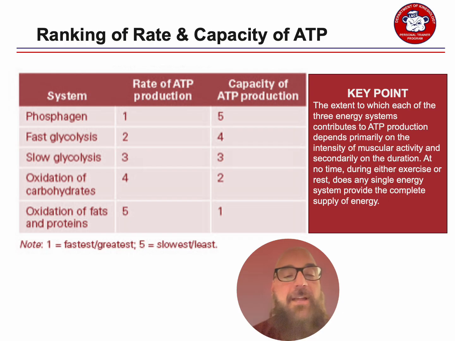at fast intensity, not super fast, medium to fast. The rate is 3, and the capacity of ATP produced is 3. Now we move to the oxidation of carbohydrates first, and then we get oxidation of fats and protein. The rate is 4, with the capacity being 2. And then 5 for the last one in the oxidative system, with the capacity of ATP production being 1. Note that 1 is fastest, greatest, 5 is slowest, least.